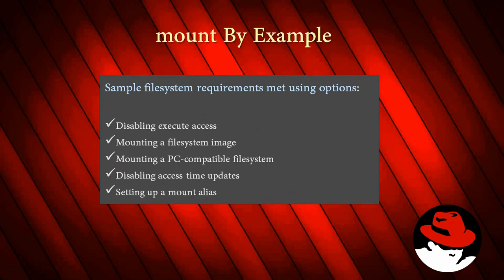You can mount a sample file system with requirements met using options. You should disable executing access, mount a file system image, mount a PC-compatible file system, disable access time updates, and set up mount aliases. This could be done with mounting options.